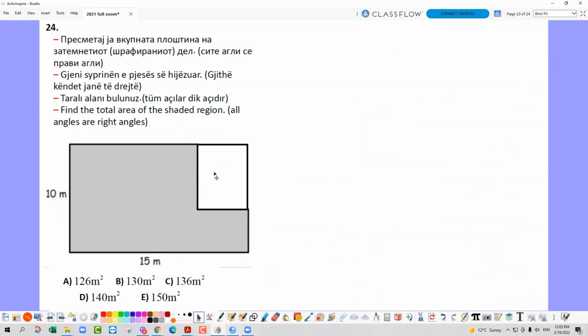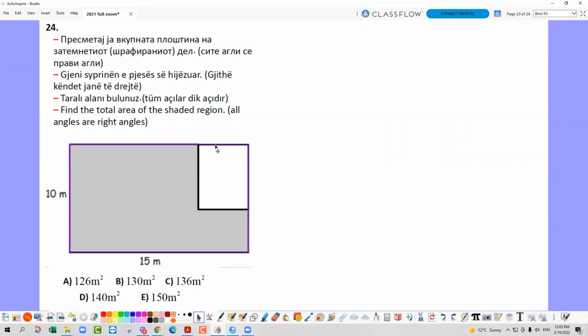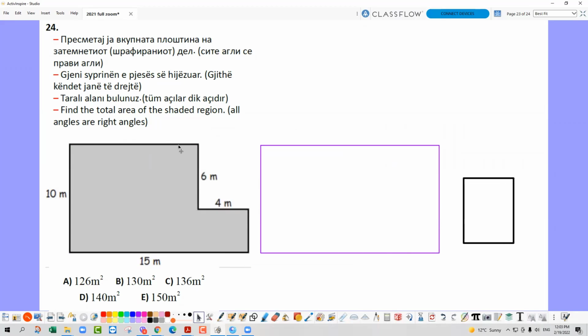This is an area question. Here it is asking the shaded area. I put this figure here to show that if we complete this figure to one rectangle, this is the whole rectangle here, as you see. Then from the area of the whole rectangle, if we subtract this part, we will find this area.